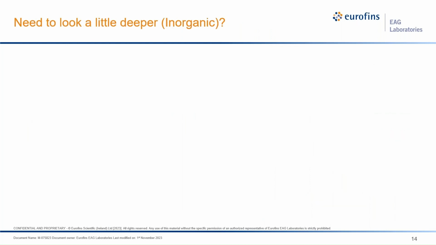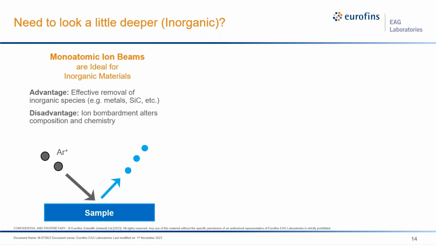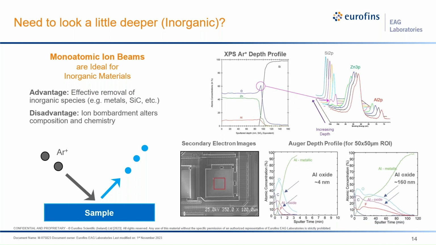What if you need to look a little deeper? What if the contamination is deeper than a few nanometers? Then depth profile analysis can be carried out. If your material is inorganic, monoatomic ion beams would be suggested because they can remove inorganic material effectively. These can be done by both XPS and OJ analysis.